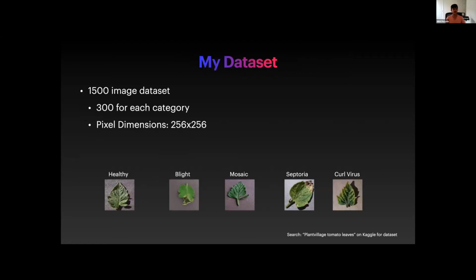My dataset consists of 1,500 images with 5 categories, and these 5 categories are made up of 4 different diseases and 1 healthy category. Each category has 300 images, where each image has 256 by 256 dimensions.